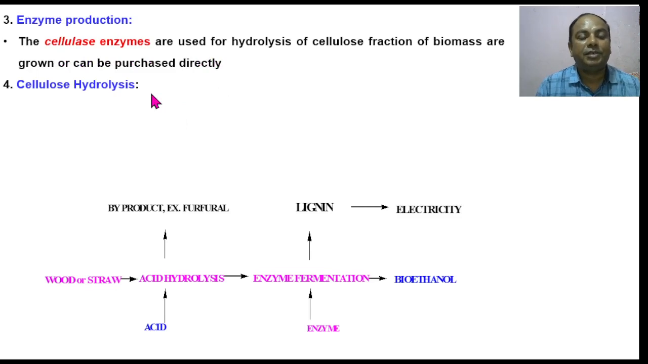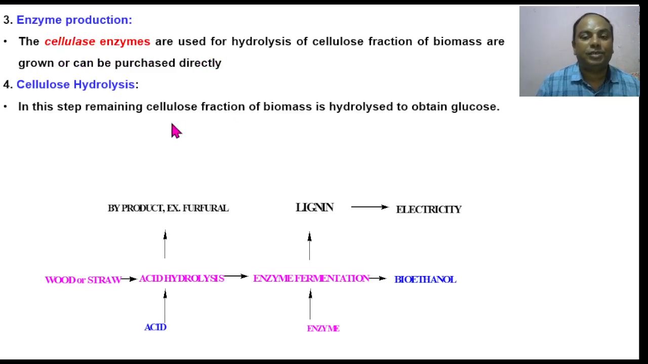So the next step is cellulose hydrolysis. In this step, cellulose, one of the constituents of biomass. Don't confuse over here. Cellulose is a constituent of biomass, and cellulase is the enzyme which is required for the hydrolysis of the cellulose fraction. So cellulose is hydrolyzed in the presence of cellulase enzyme to obtain the 6 carbon sugar glucose molecules. Glucose is a monosaccharide.